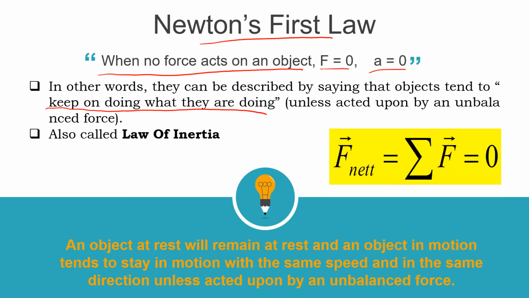So the summation of F net is equal to 0. Okay, so kalau kita lihat dekat sini, kita tahu F is equal to MA. So bila objek itu tiada acceleration, tidak bergerak, so A is equal to 0. Bila A is equal to 0, then F is equal to 0.